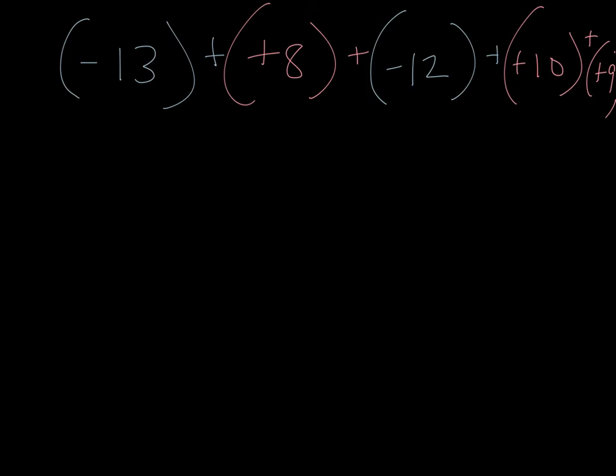this is the question here: negative 13 plus positive 8 plus negative 12 plus positive 10 plus positive 9. I want you to solve that by grouping the same integer signs together. So all the positives together, all the negatives together, and then what's left over you add.